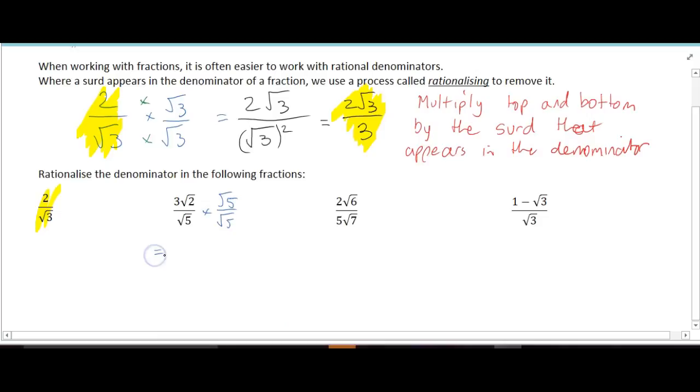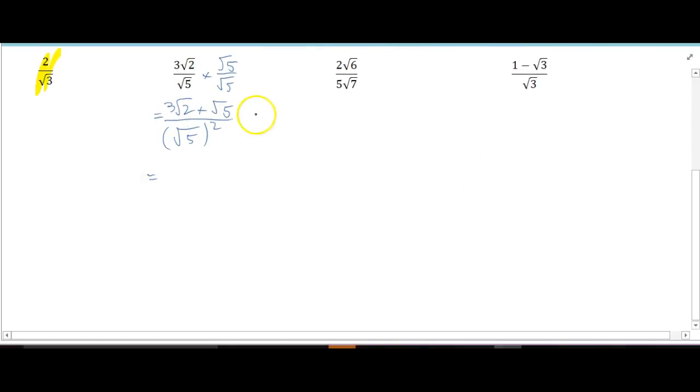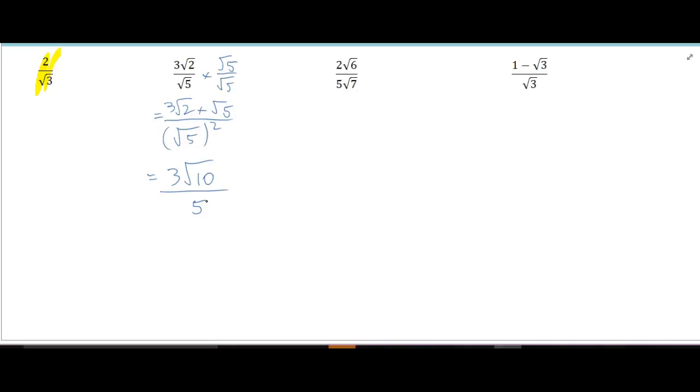So in this one, the bottom gives us root 5 all squared, and the top gives us 3 root 2 times root 5. So 3 root 2 times root 5 is going to be 3 root 10. The bottom is going to give us root 5 squared, which is 5. And that's it. I think you might be able to sometimes simplify that, but you should.